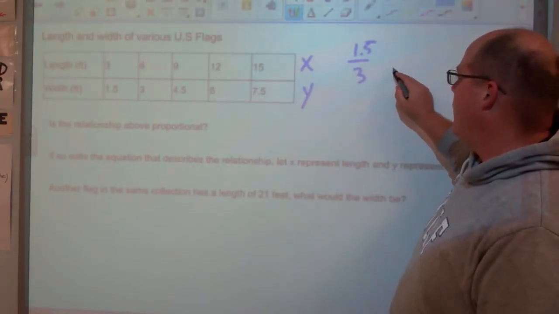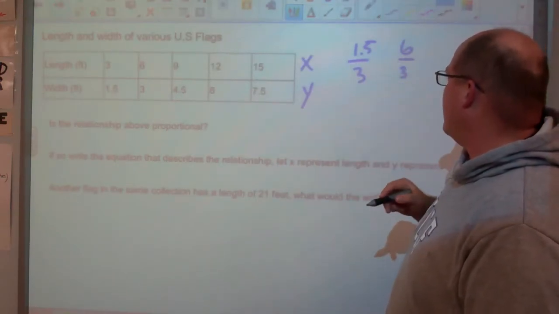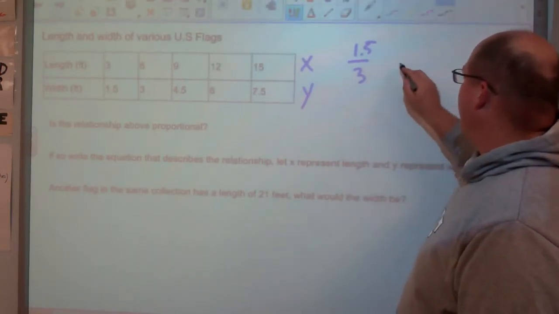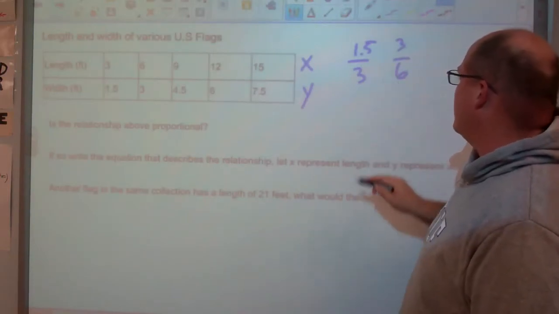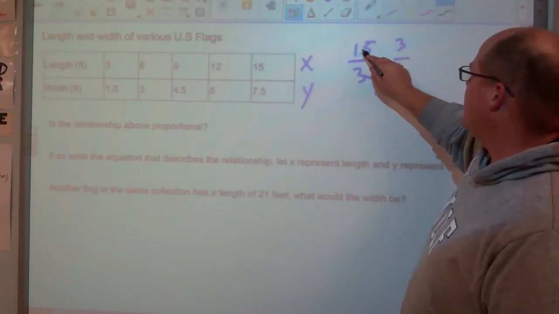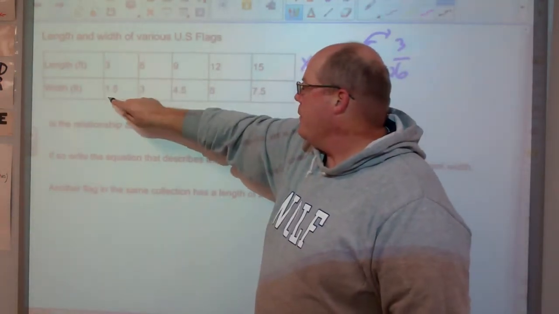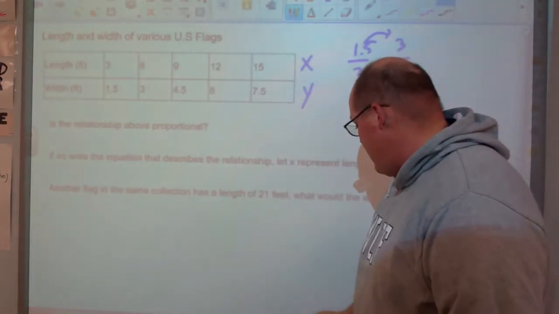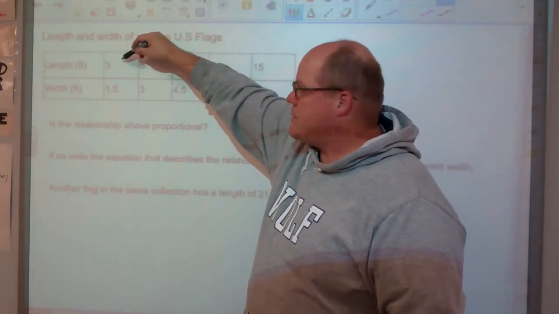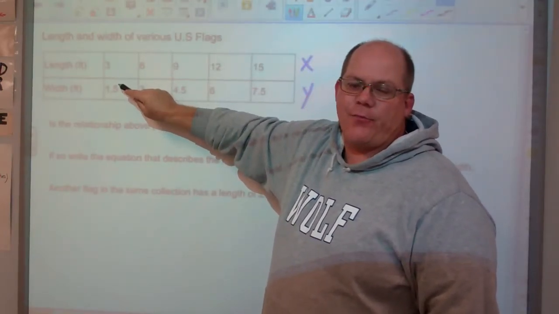If we're going to go y over x, we have 1.5 over 3. I'm sorry, let me do that over. We had 3 over 6. So we multiplied 3 times 2 here, and we multiplied 3 times 2 here. So as we're adding 3 to the length, we're adding 1.5 to the width. Every time we add 3, we're adding 1.5.